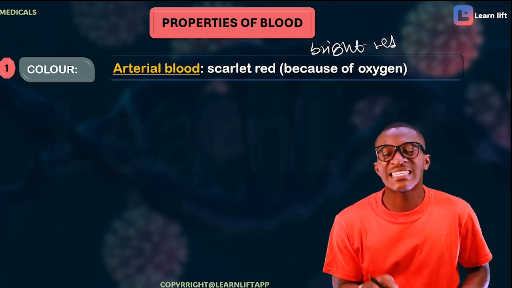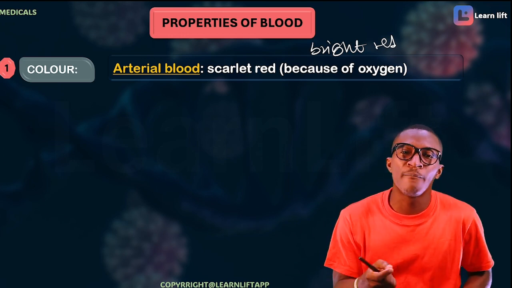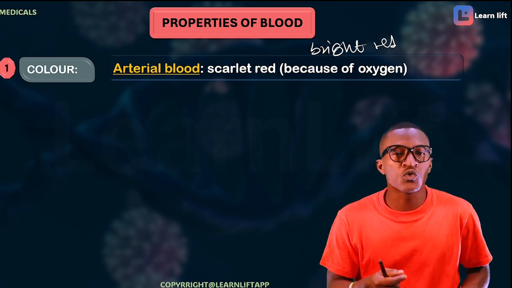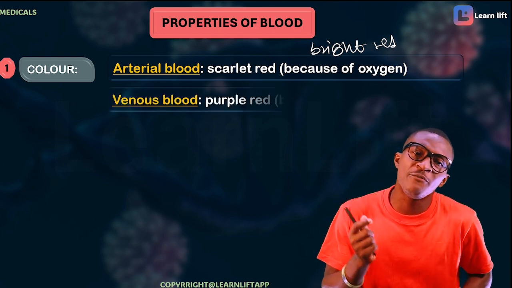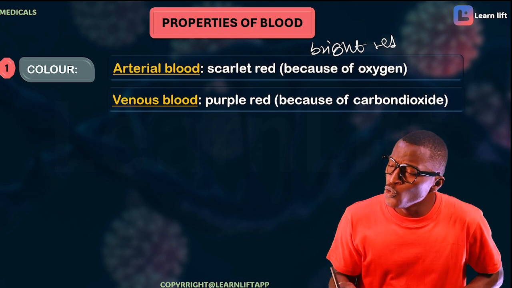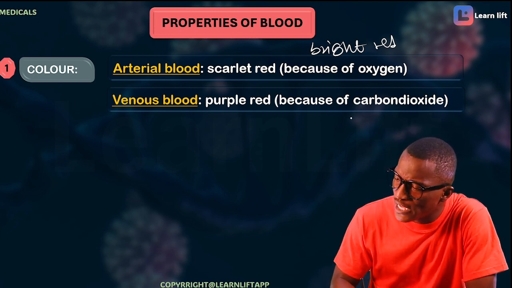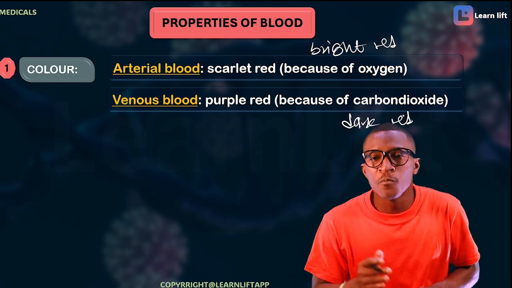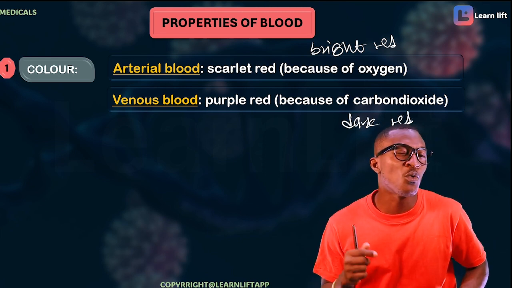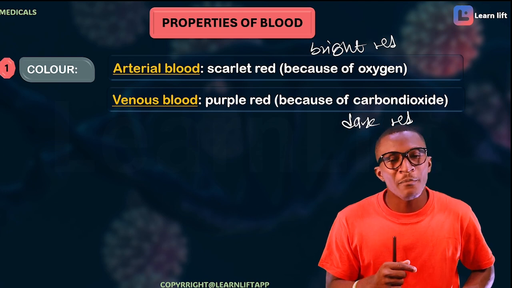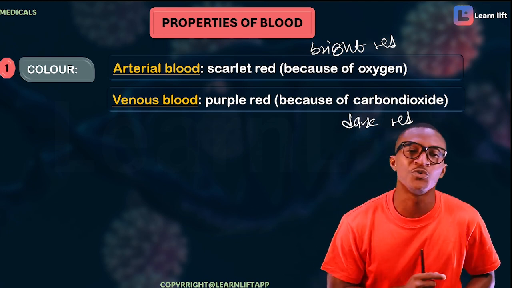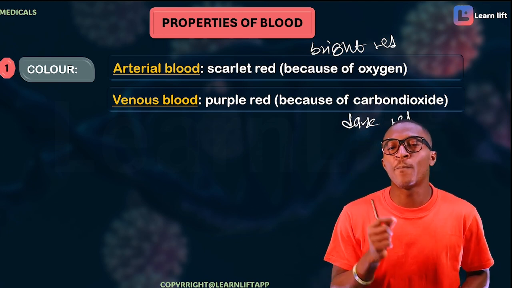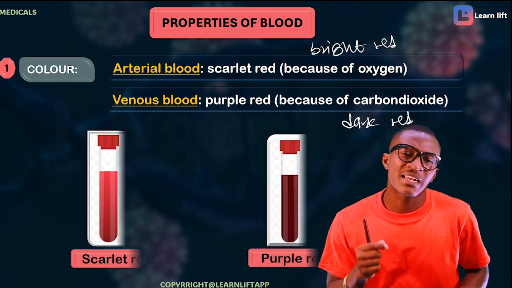But take note that arterial blood, what's the color for arterial blood? Arterial blood is scarlet red because of oxygen, or you say bright red. While venous blood is purple red, or you say dark red. So bright red, arterial blood, also called your scarlet. Remember, we're going to take past questions, so I'll catch you. Now, venous blood is also called your purple red, and purple red is also called your dark red. Let's give you a mental picture.